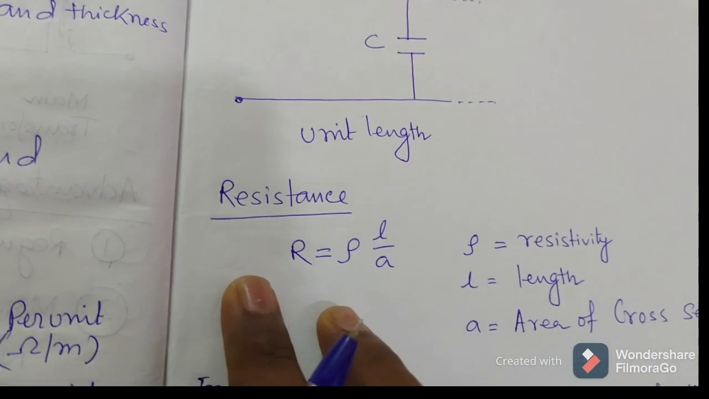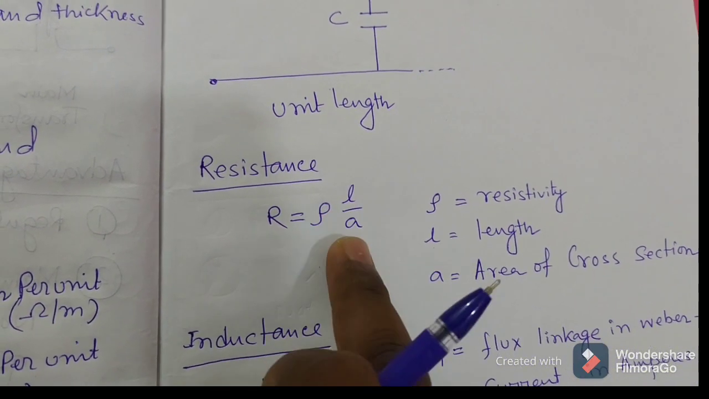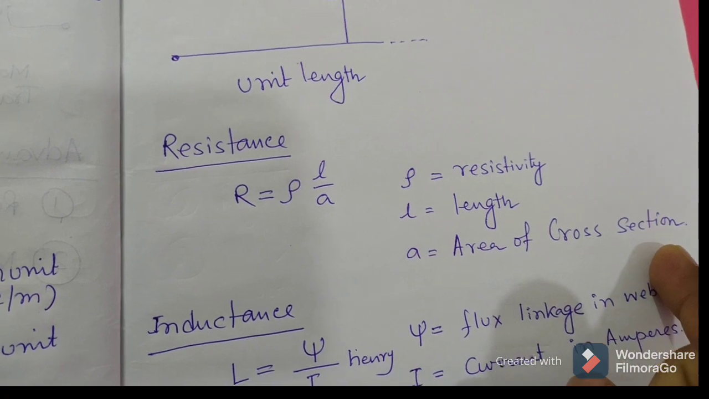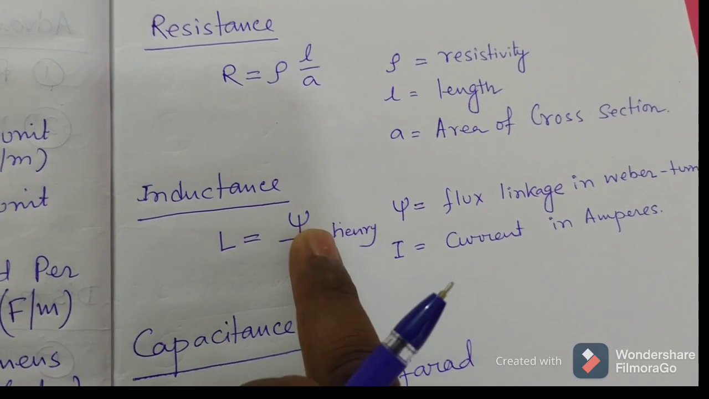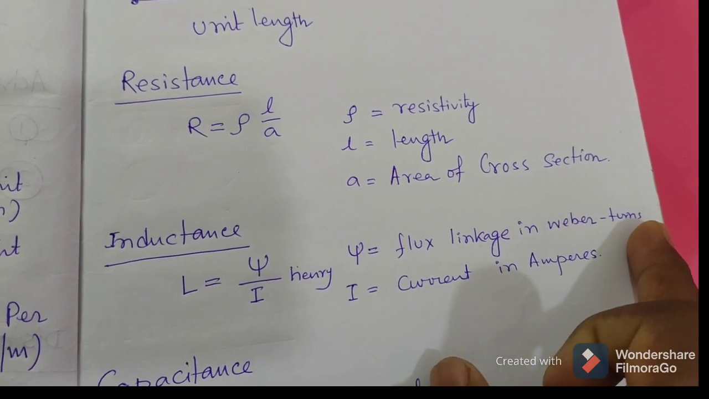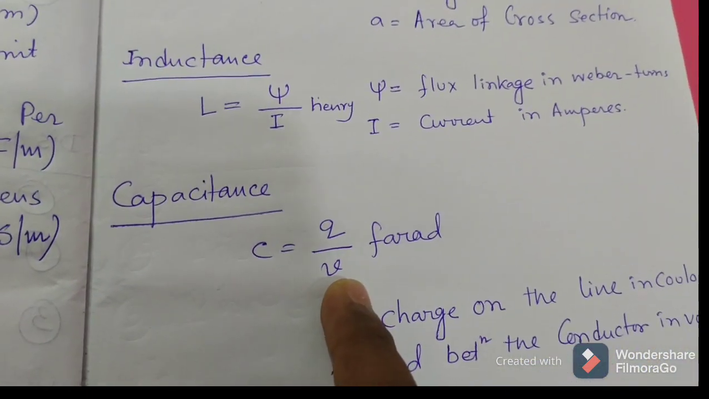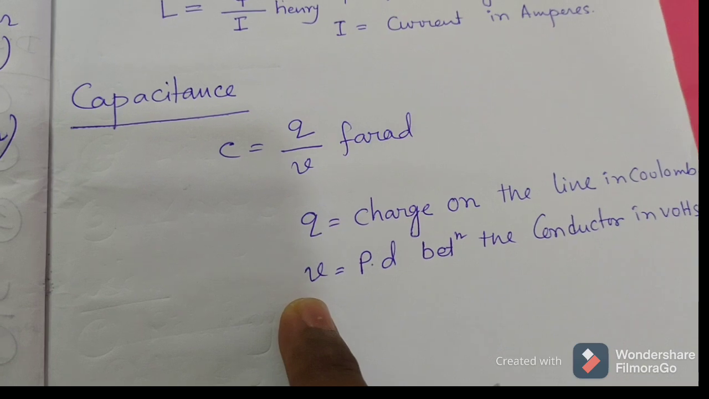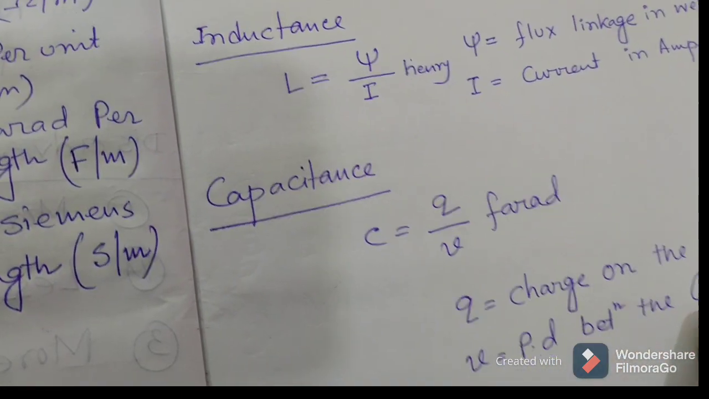Also, the resistance formula, we all know that R equal to rho L by A. Rho is the resistivity, L is the length of the line, and A is the area of cross section. If we discuss the inductance, L equal to sigma by I Henry. Sigma is the flux linkage in Weber turn, I is the current in ampere, and capacitance C equal to Q by V. Q is the charge on the line in coulomb, and V is the potential difference PD between the conductors in volt.